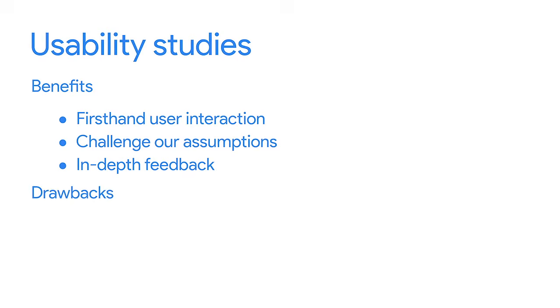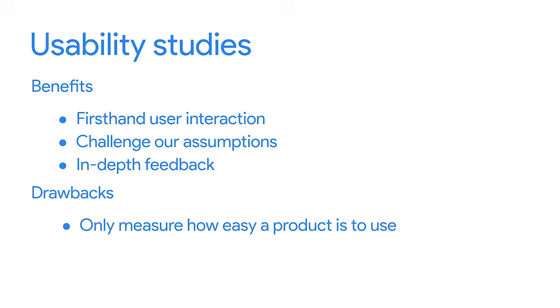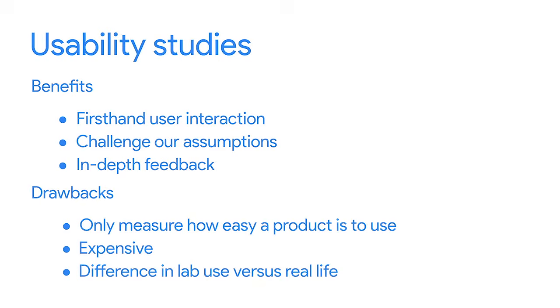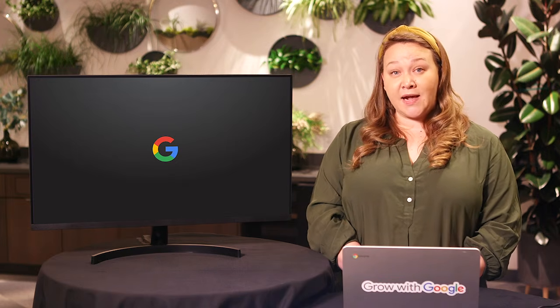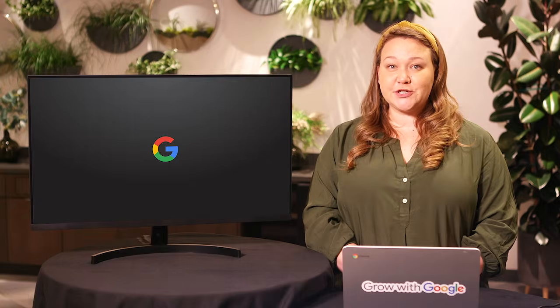The drawback to usability studies is that they only measure one thing: how easy the product is to use. Another drawback to usability studies is that they are expensive because you have to bring users into a lab and reimburse them for their time. Finally, how a user interacts with your product in a lab environment is different than how they will actually use it in real life. All right, now you've got a basic understanding of the benefits and drawbacks of 4 common user research methods. Next, we'll shift gears and identify biases in UX research.